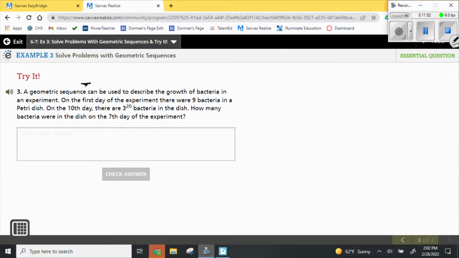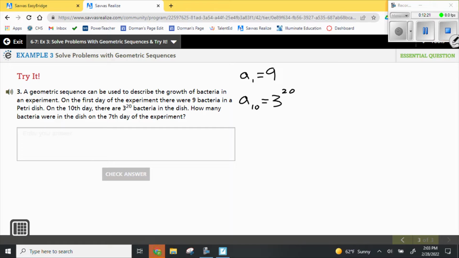All right, so let's do another one of these that is a word problem. So we've got the growth of bacteria in an experiment. The first day of the experiment, there were 9 bacteria. So what does that mean? That means that a sub 1 is 9. On the 10th day, so a sub 10, there were 3 to the 20th power bacteria in the dish. How many bacteria were in the dish on the 7th day?